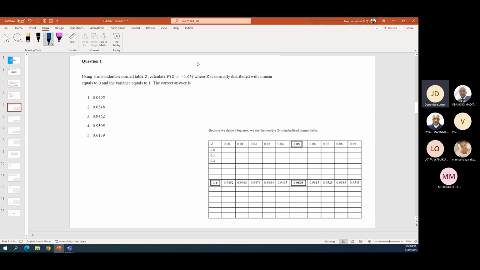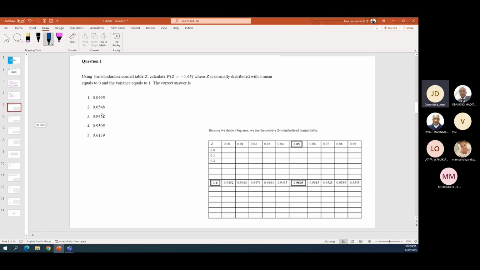Okay, so let's start with study unit one, question one. They're saying here, and they don't need to say it, but basically they're asking us to look at the Z value from the table and then see which probability will fit.